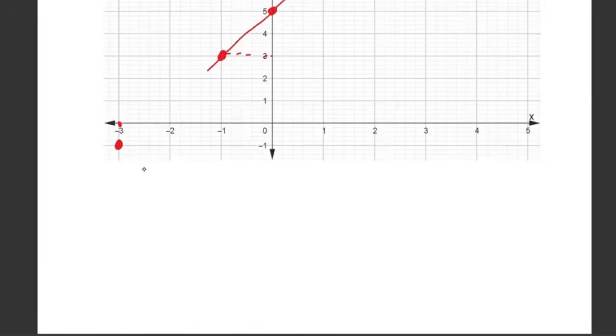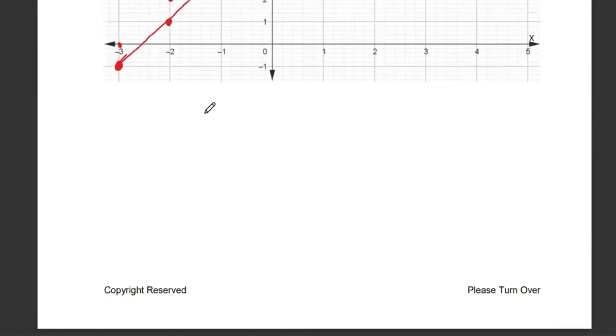Okay, so you can extend this. So we know that negative 2 will be somewhere. Are you sure? It has to be a 1. Okay, so something like that, and that would be our graph.